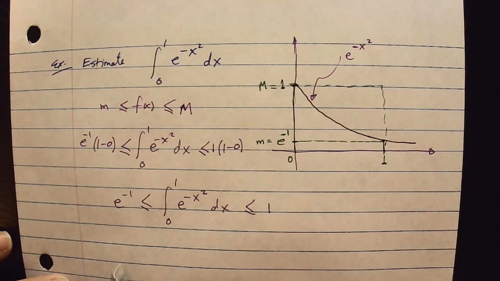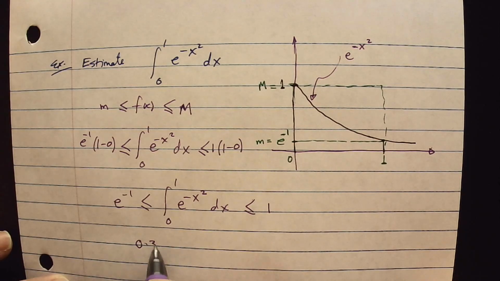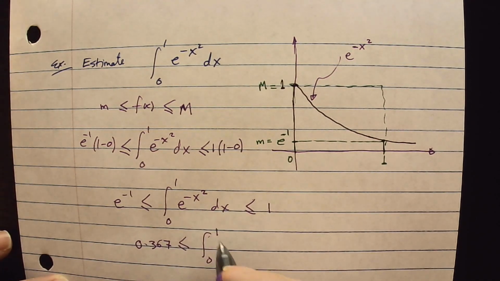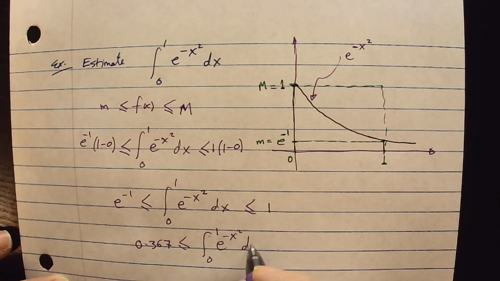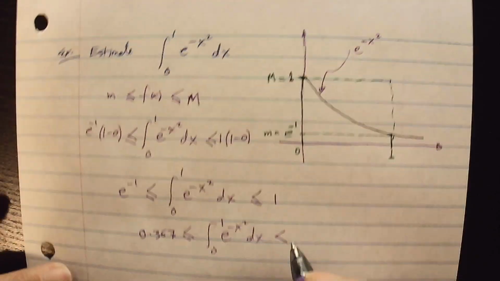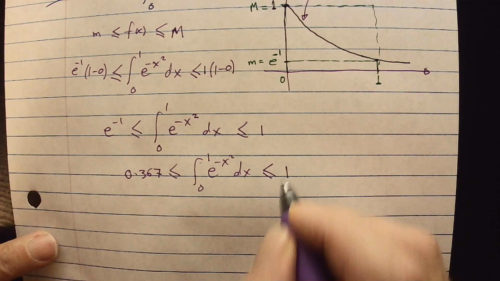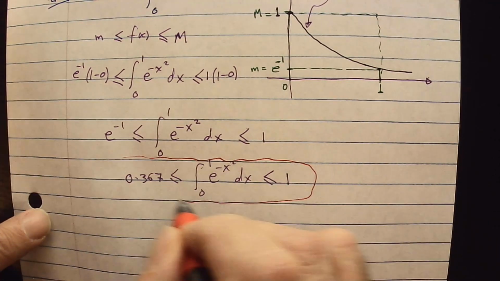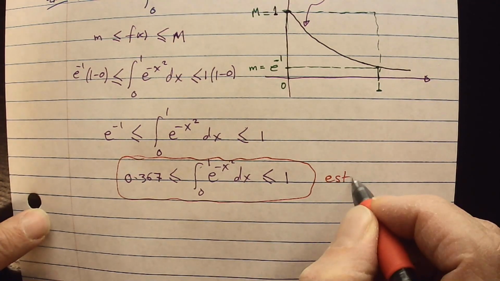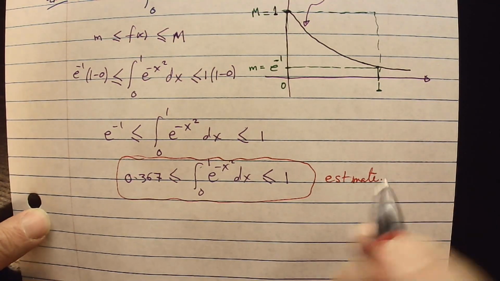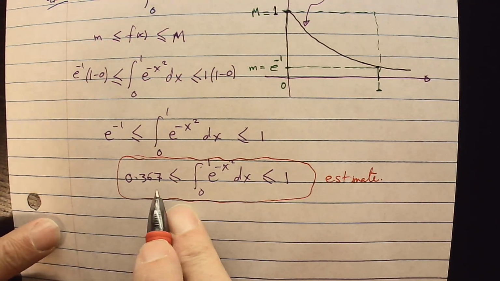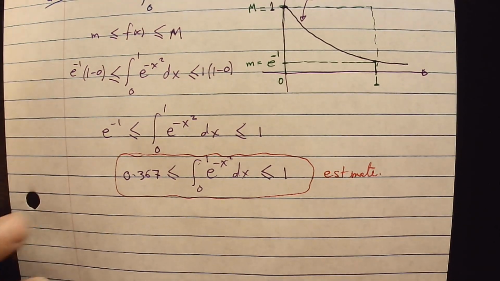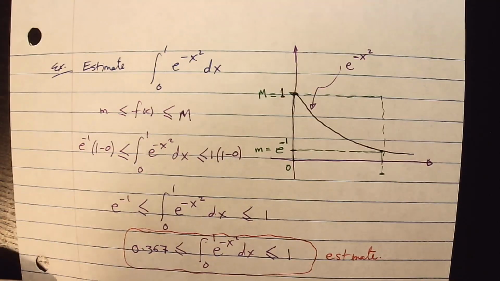And hence, calculating this, we have 0.367 less than or equal to the integral from 0 to 1 of e to the negative x squared dx, less than or equal to 1. And this is an estimate of the integral. We say that it is between 0.367 and 1. This is the estimated value for this function.